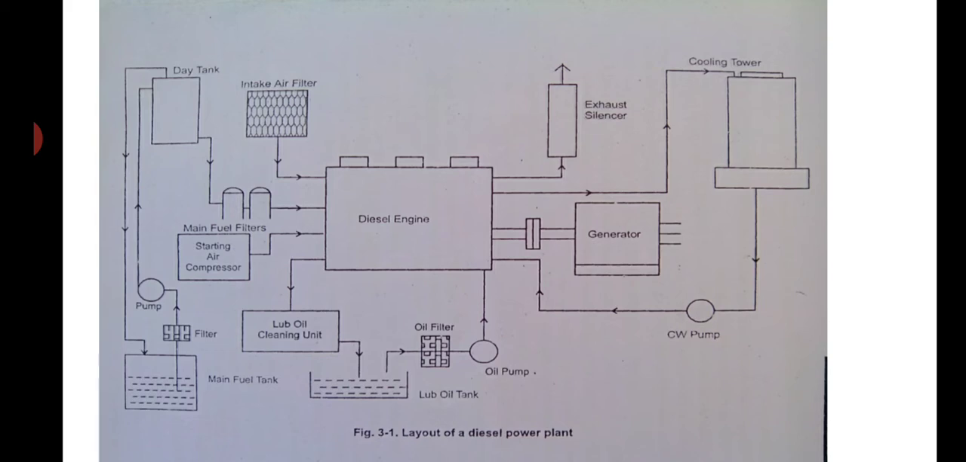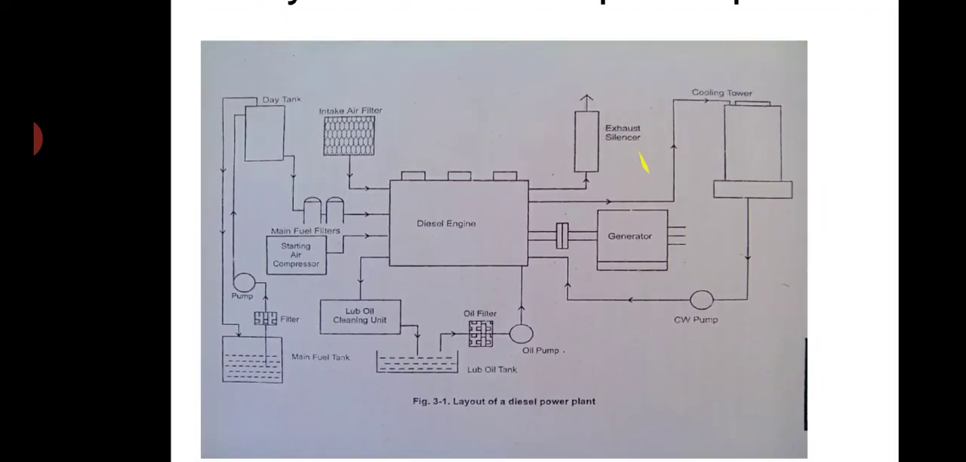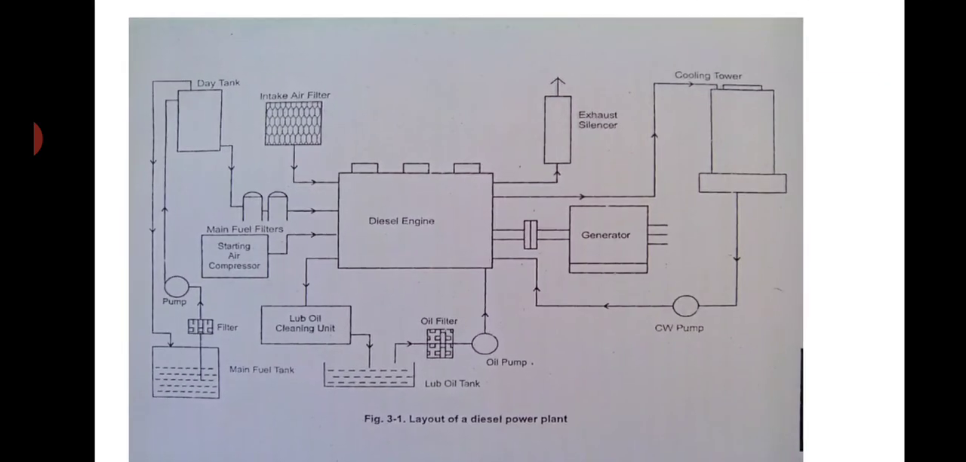So we have now seen the layout of the diesel power plant, and in the layout we have seen the diesel fuel circuit, the fuel oil circuit. Then we have seen the air circuit. Then we have also seen the lubrication oil circuit, and lastly we have also seen the cooling water circuit.